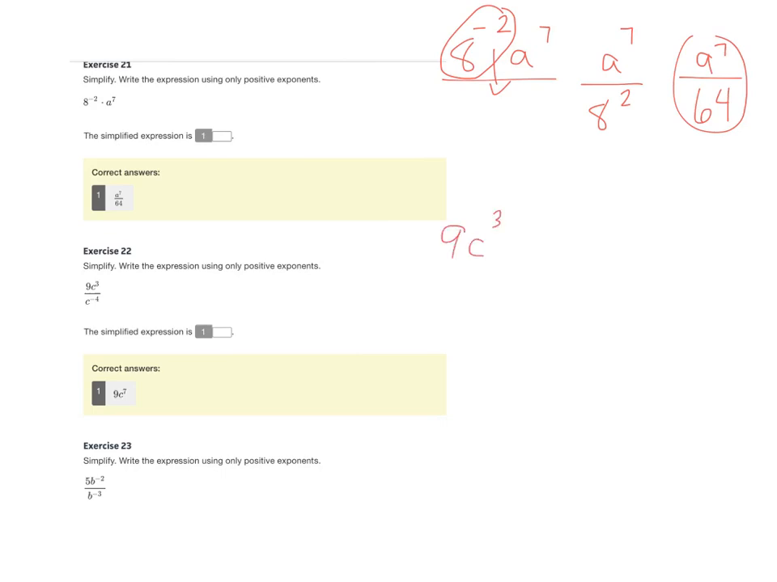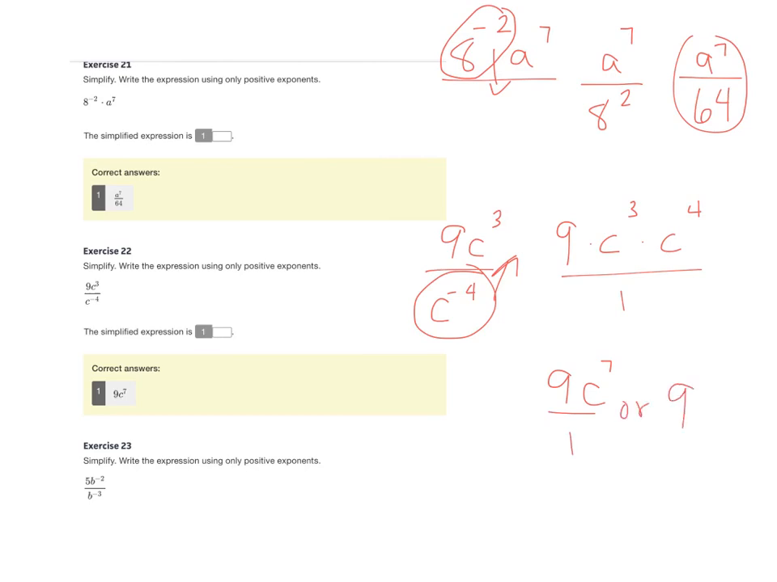22. 9c to the third over c to the negative fourth. We've got this that's got the negative exponent. I'm going to send it up to its room. That's going to be 9 times c to the third times c to the fourth all over 1. C to the third times c to the fourth is c to the seventh. So this is going to be 9c to the seventh over 1, or just 9c to the seventh.